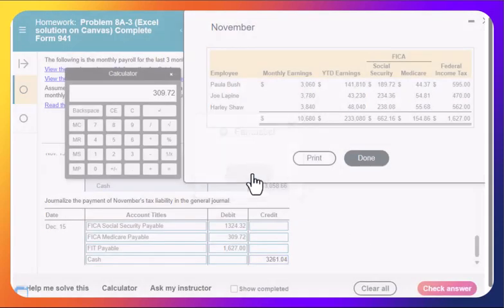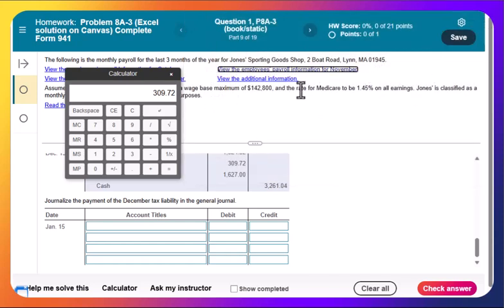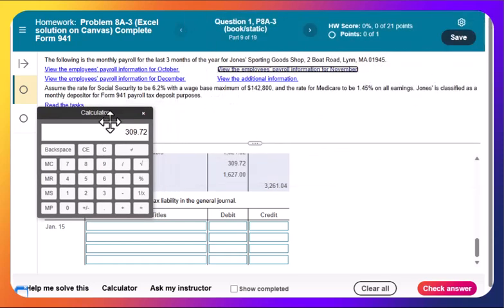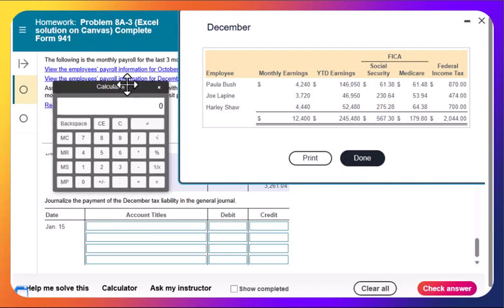Fantastic. Okay, and now we're moving on to the December tax liability. So let's go ahead and close out of the November payroll table. Clear our calculator too. Pull that up here. Put that up here.